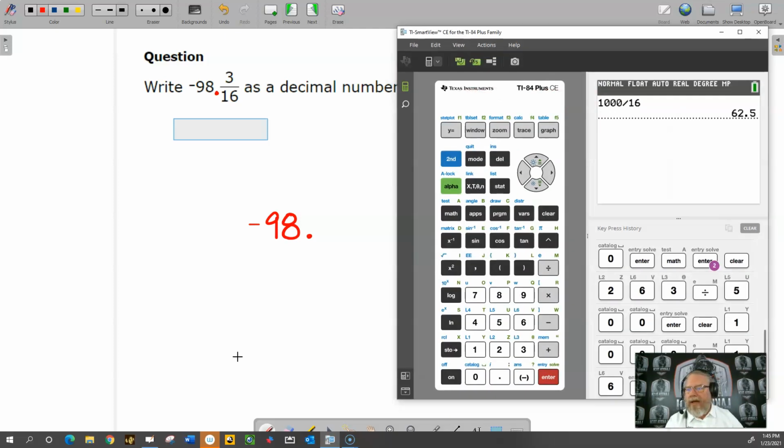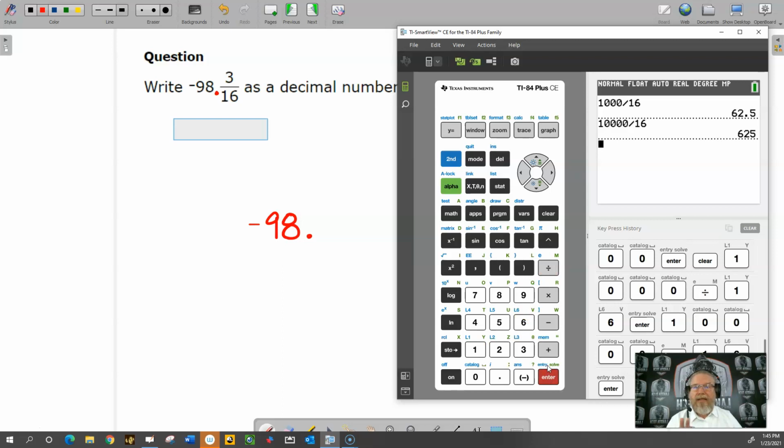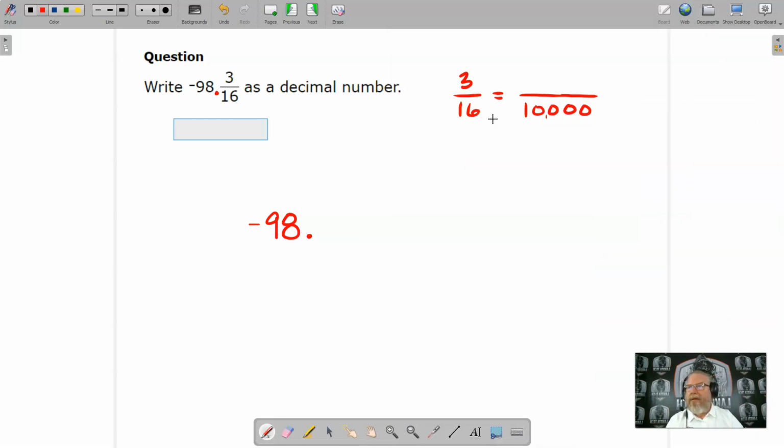And let's try 10,000. 10, 1, 2, 3 more decimals, or zeros, divided by 16. Will it divide evenly? Indeed it does. 625 is the number that it has to be multiplied by, right? We divided 10,000 by 16, and we got 625, I believe it was, right? That's what 16 has to be multiplied by to get there.